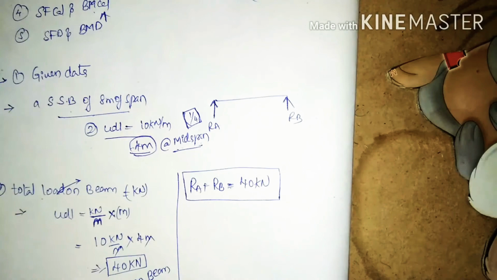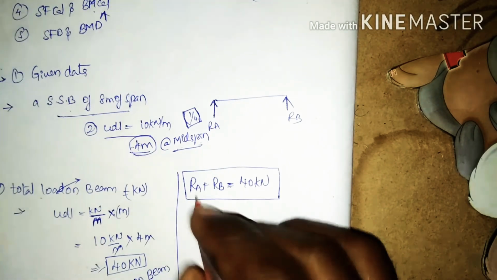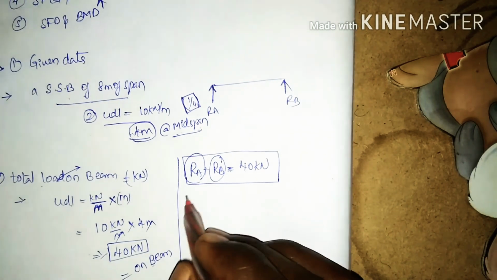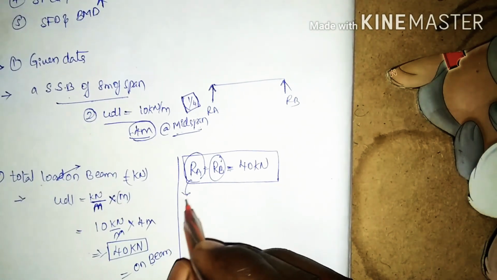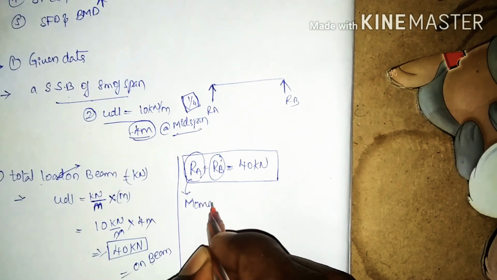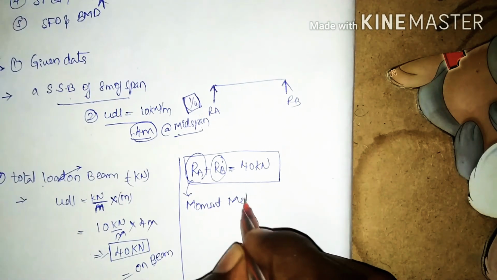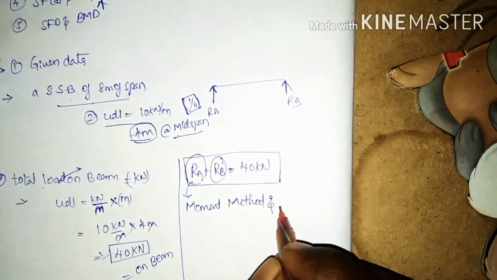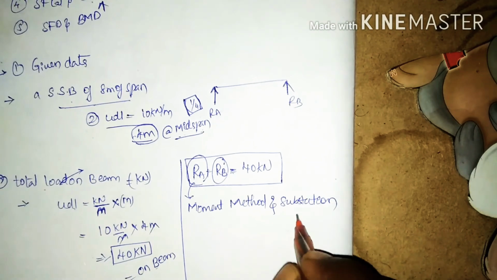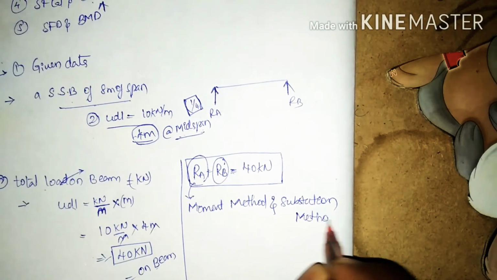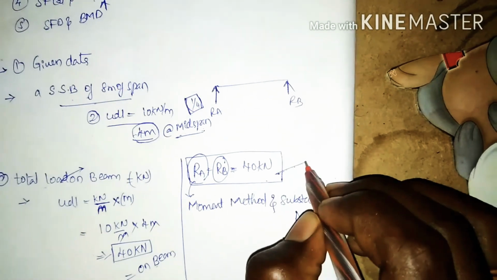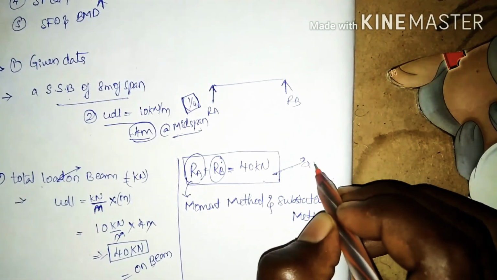Here we don't know the individual reactions RA and RB, so we are having a method to find the individual reactions, that is the moment method and the substitution method. After the moment method, we are going to use the substitution method to find the other reaction. Let us take this as equation 1.